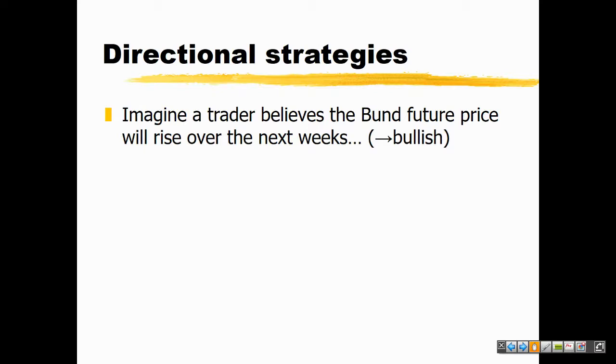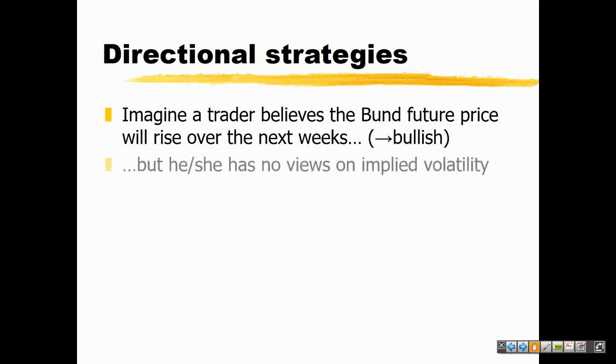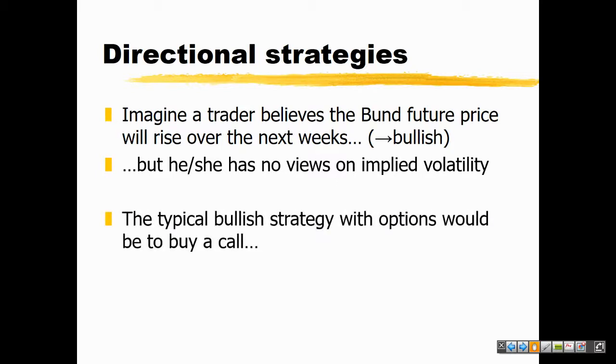In order to introduce the idea, let us imagine we have a trader that believes that the Bund future price is going to rise over the next weeks. So he's going to be bullish on the price of the underlying. But he or she has no views on implied volatility. He or she doesn't know whether the implied volatility is going up or down. As a consequence, what's the problem?